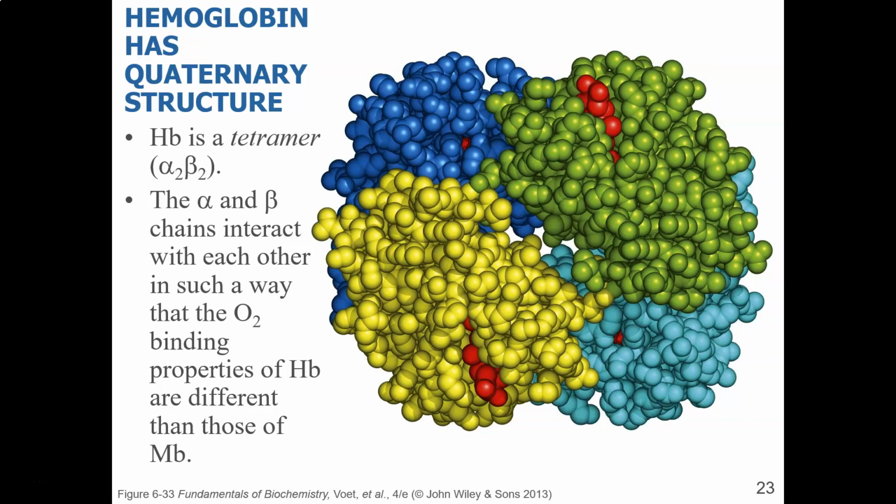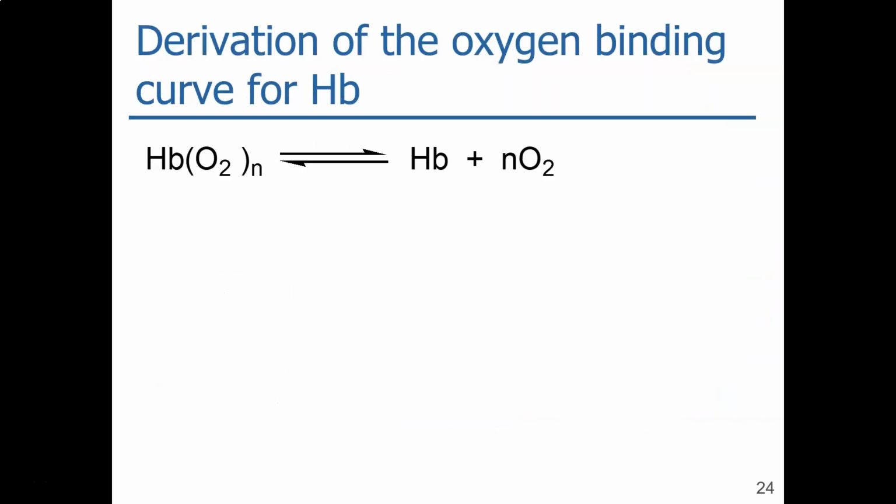So what's interesting about having more than 1 chain is that the alpha and the beta chains interact with each other in such a way that the oxygen binding properties of hemoglobin are different from those of myoglobin. We'll see some of that today, but mostly we'll investigate that next week.